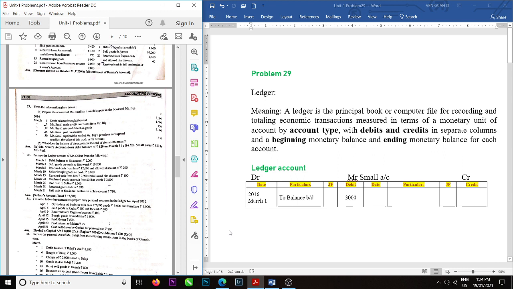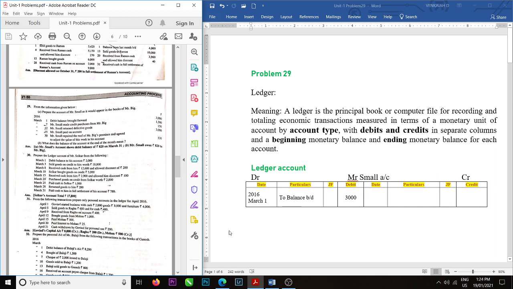Earlier, in the 28th problem, we prepared Mr. Raman's account. All the transactions of Mr. Raman were posted at one place. That account is called Raman account, with debits and credits, and there is an opening balance as well as a closing balance. But in Raman account, we don't have any opening balance, and at the end of October, Raman account is tallied.